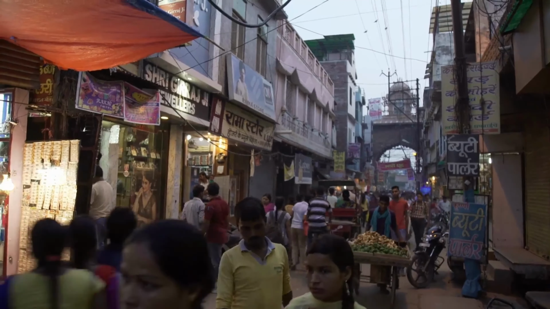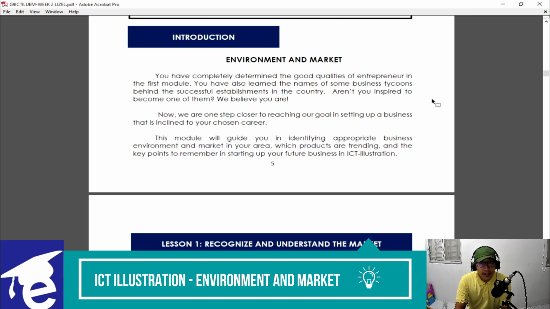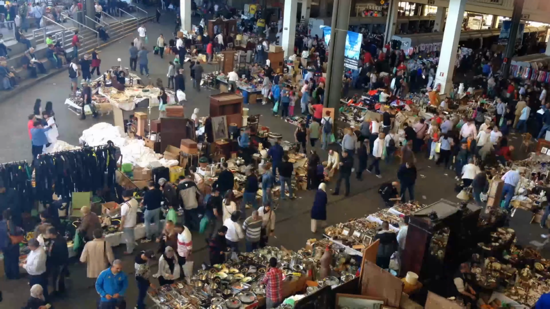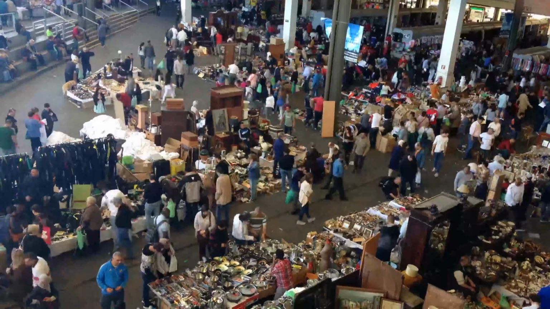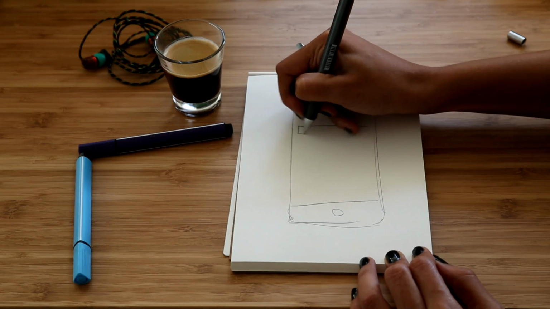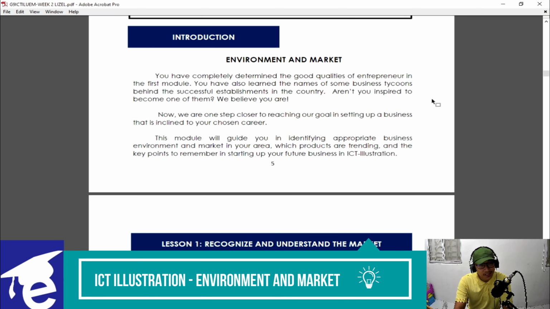In illustration, we're talking about the generic environment and market, but how are we going to relate it to illustration? We know for a fact that environment and market is a very huge topic for every TLE course. It's one of the generic topics that's discussed in the first few weeks, but we have to be specific on this.